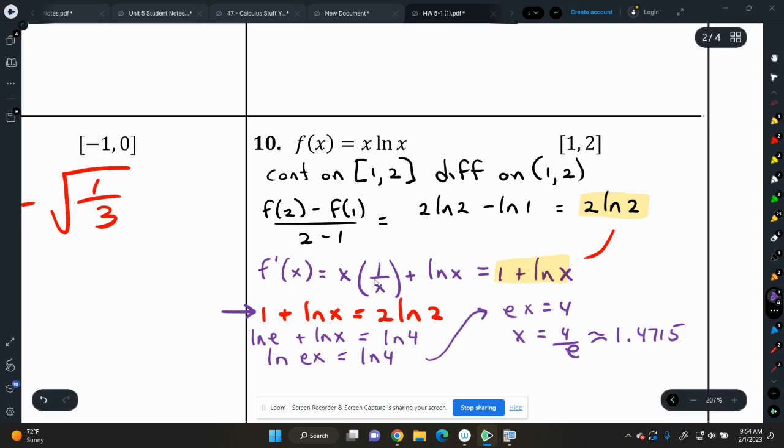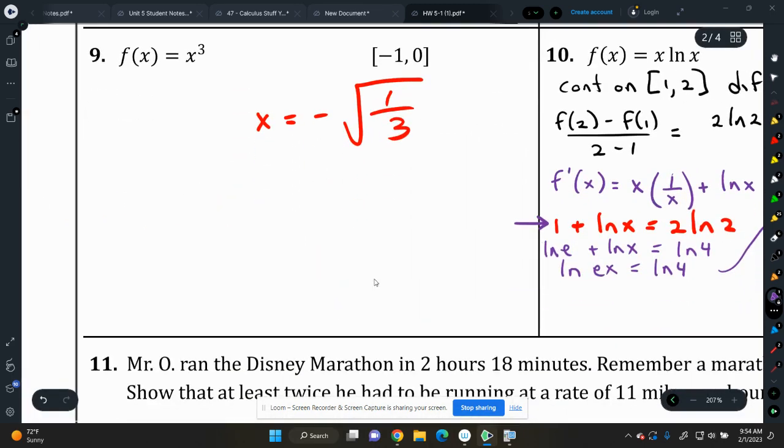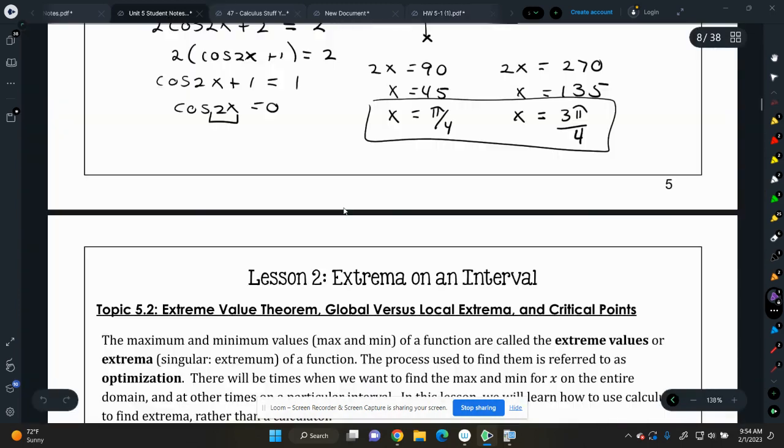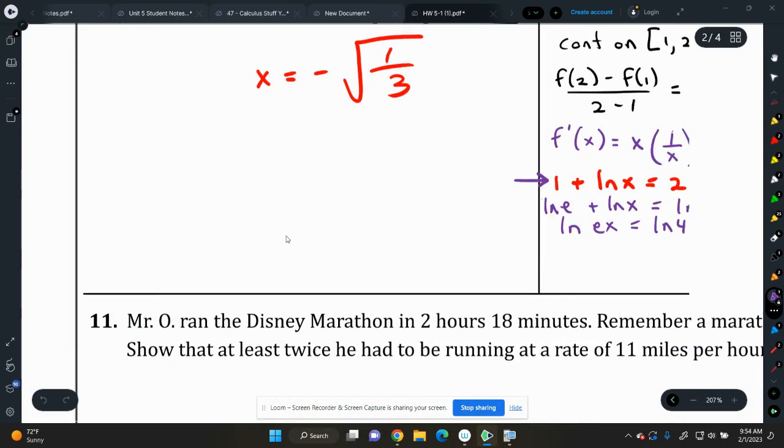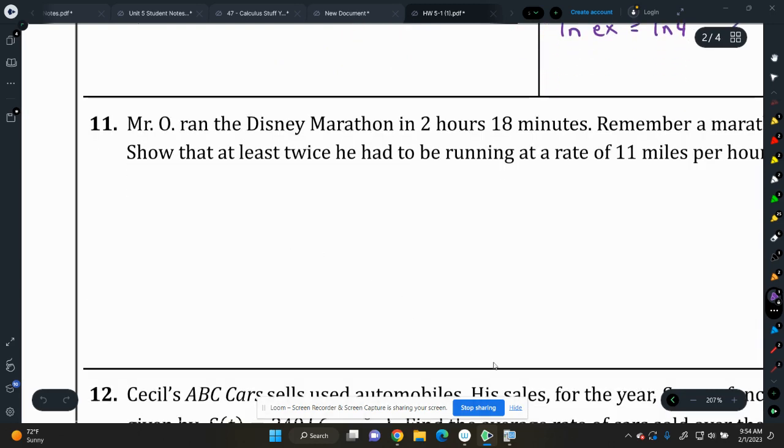Okay. Let's go back to our notes. Oops, never mind. Stay there on your homework. Sorry. Let's look at number 11 together.